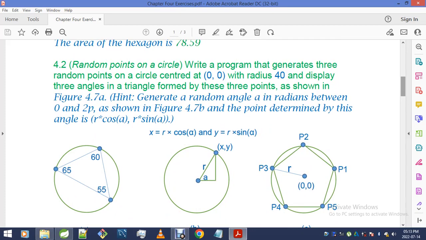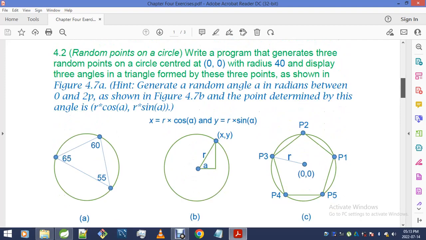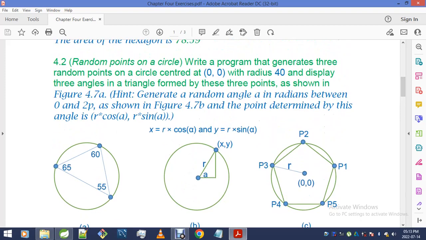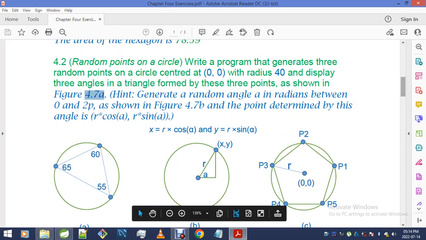Write a program that generates 3 random points on a circle centered at 0, 0 with the radius 40 and display their angle in a triangle formed by these 3 points as shown in these figures. Again, I made a mistake here. That is not what I meant. Okay, as shown in these figures below.